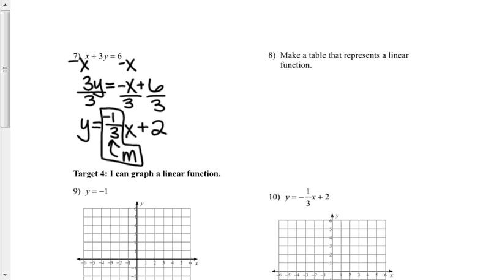Make sure you actually say what the slope is. You don't just put it in slope-intercept form. Negative 1/3 is your answer.